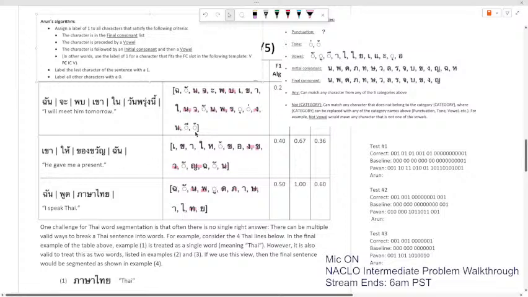Assign a label of 1 to all characters that satisfy the following criteria. The character is in the final consonant list. The character is preceded by a vowel. The character is followed by an initial consonant and then a vowel. Oh, okay. Interesting.